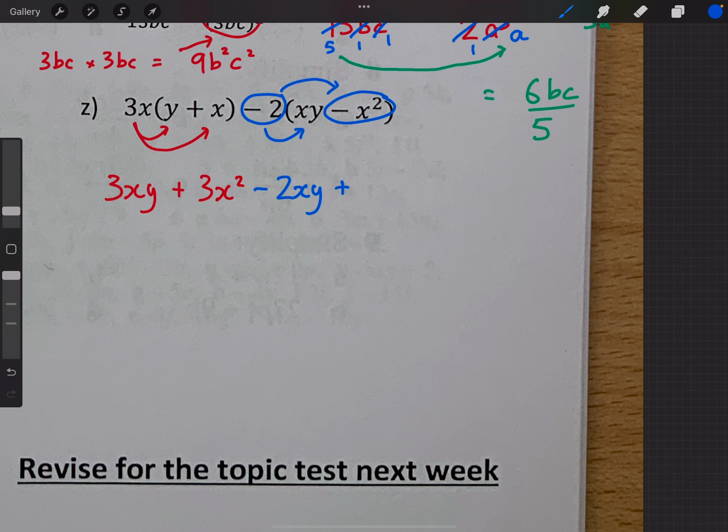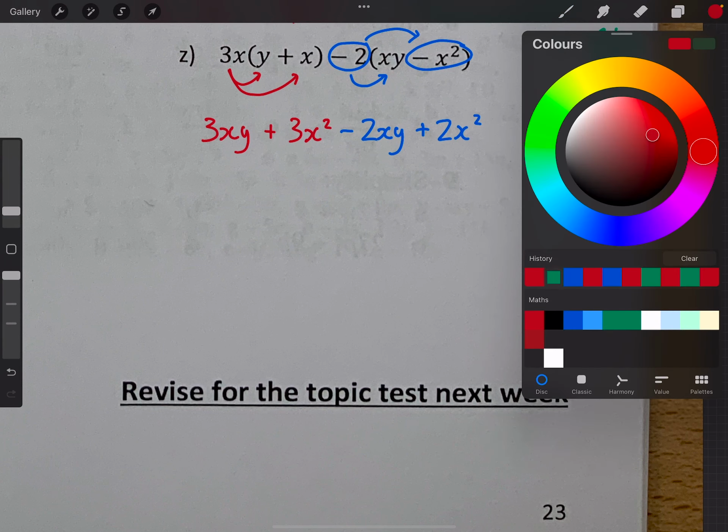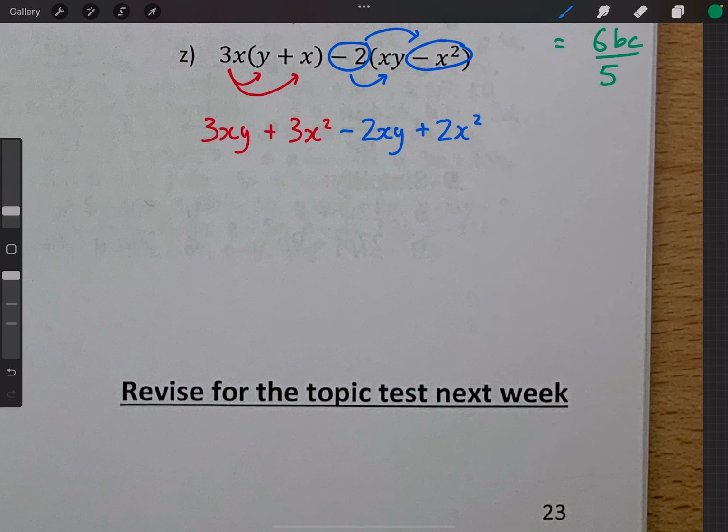Right, now we collect the like terms. So, let's see, we got 3xy minus 2xy. So what's 3xy minus 2xy? This is 1xy. So that's just 1xy. Now you have your 3x squared plus 2x squared. So that plus is 5x squared. So the answer is xy plus 5x squared. And there's your answer.